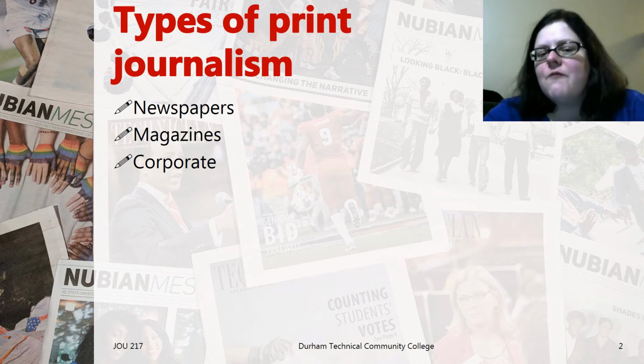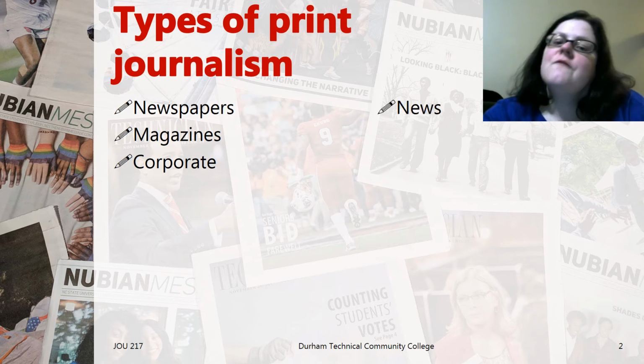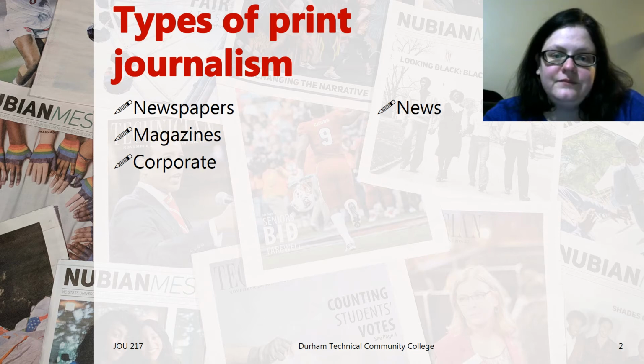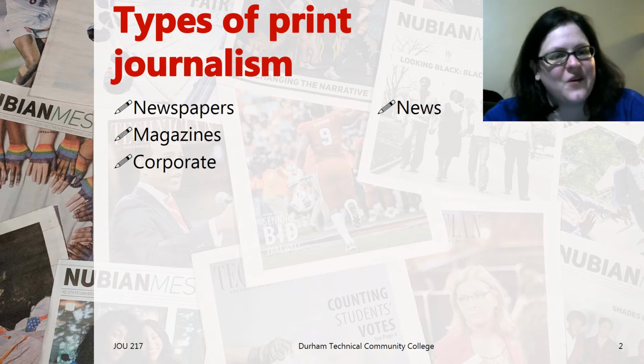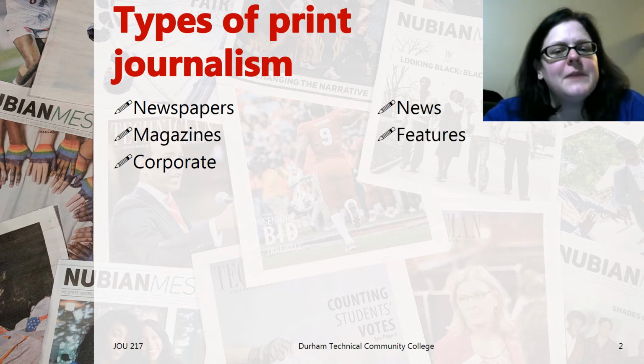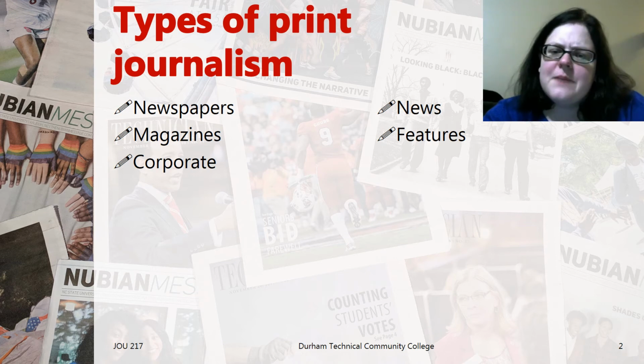Now, regardless of where it is printed, journalistic writing can be divided into three main categories. First is your news story. As I've already alluded to, these are stories focused on current events. Your features are typically more in-depth stories on the people or issues behind those current events.